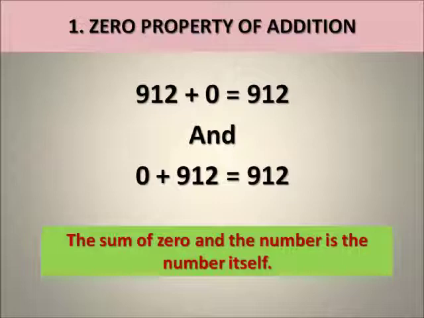So what does this say? This tells us that when 0 is one of the two addends, the sum is equal to the non-zero addend. Or we can say that the sum of 0 and the number is the number itself.